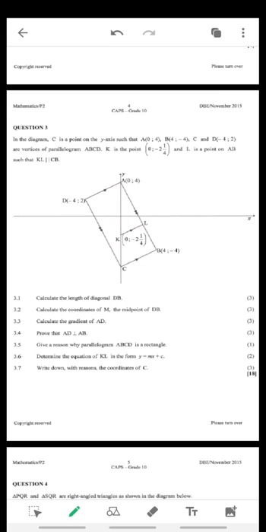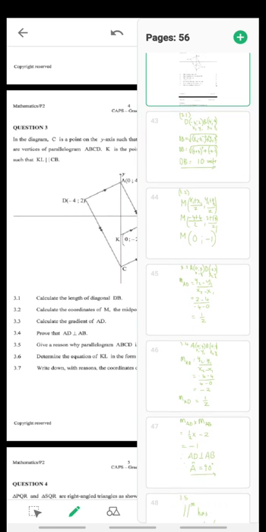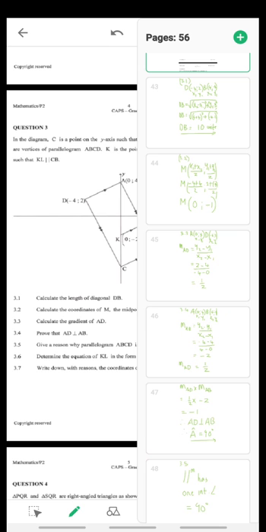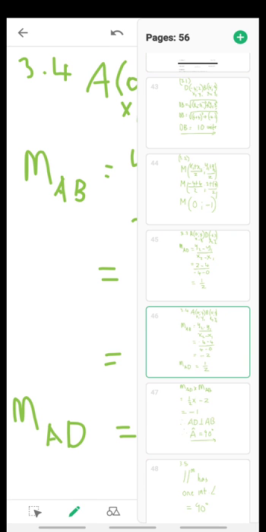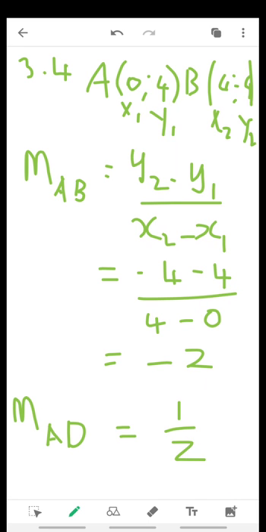If your answer is -1, then AD is perpendicular to AB. Okay, let us look at that one. I have done it. What did I do? I've started by finding the gradient of AB. I write down A, I write down B, allocate them to x1, y1, then substitute. My answer for the gradient of AB was -2.